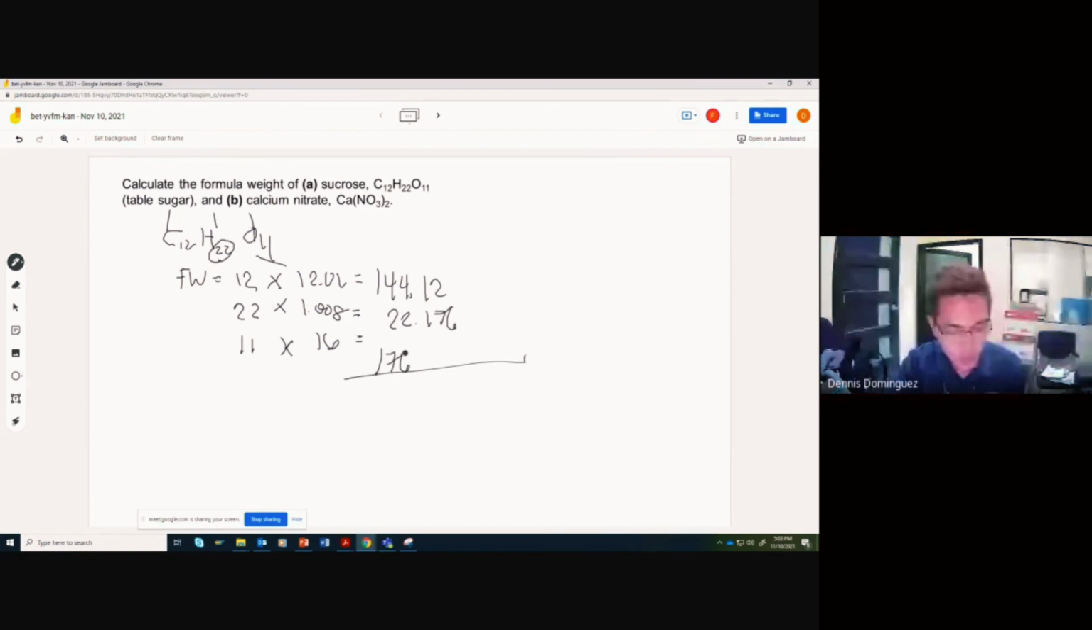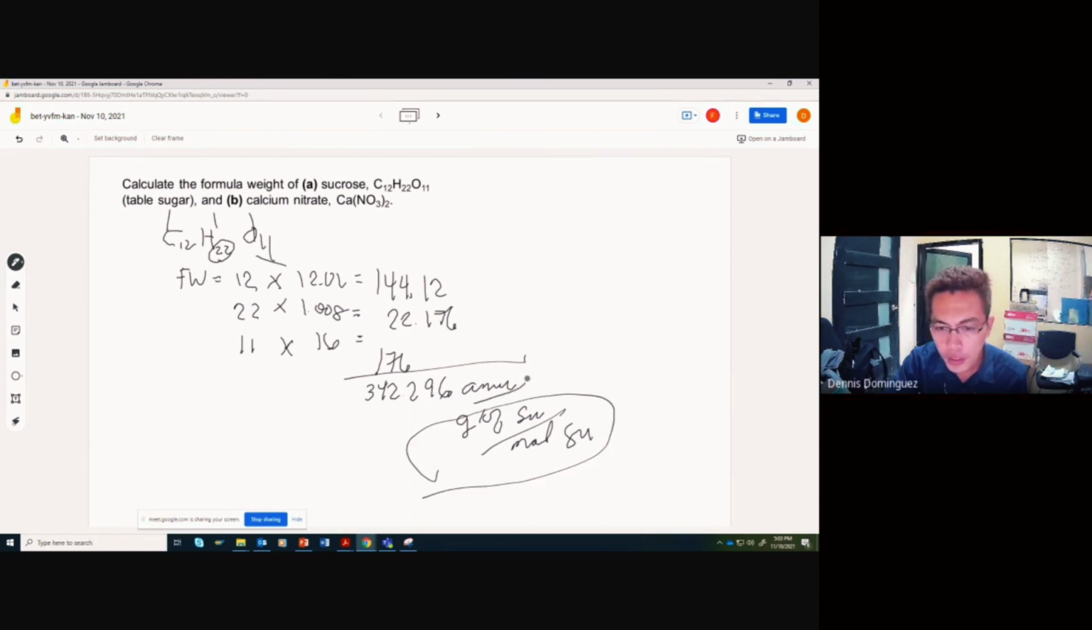Meaning, the sum of this one, 176 plus 22.176 plus 144.12, that is 342.296. Meaning to say the formula weight for sucrose is around 342.296 AMU or grams per mole. Grams of sucrose over mole of sucrose. So either of the two units you can use.